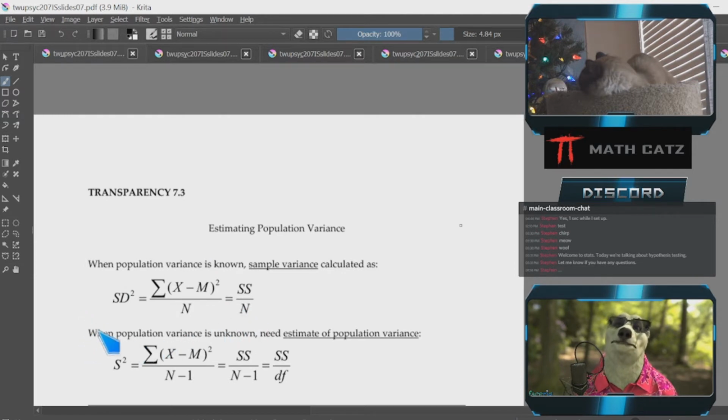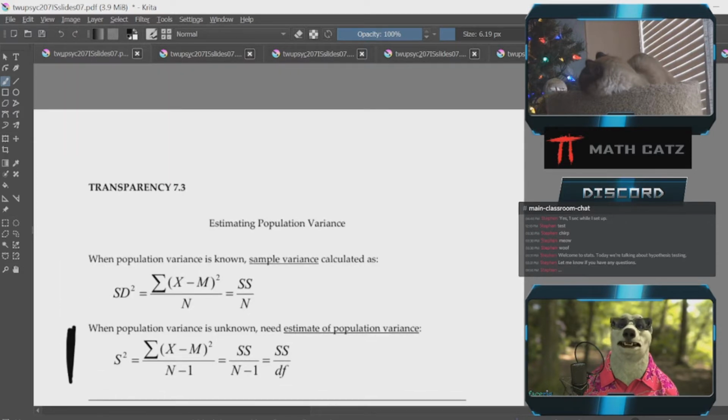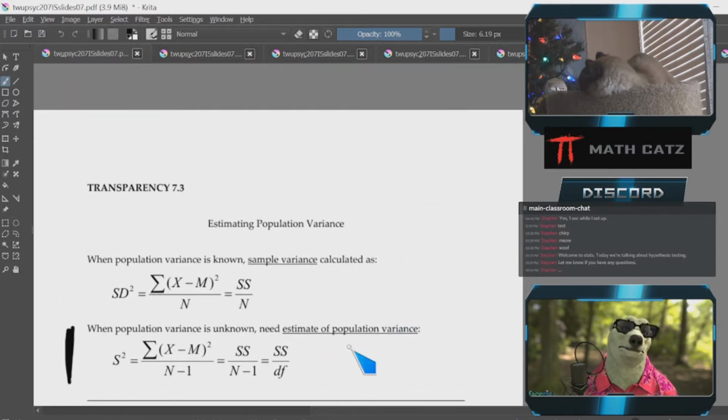However, I don't know if my pen wants to work with me, but here we go. When the population variance is not known, which happens to be more often the case, we need to use our sample to estimate the population variance. Then it turns out that estimation needs to take the sum of the squares and divide it by n minus 1, where n is the sample size.